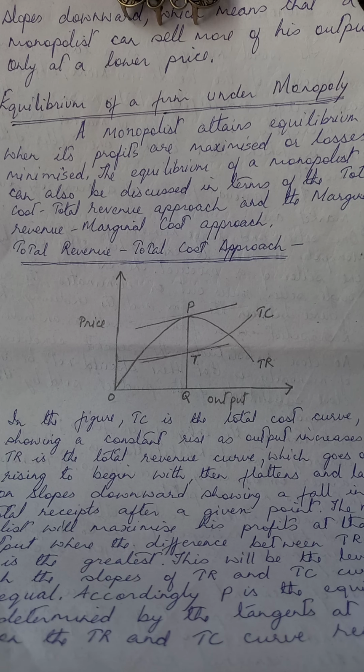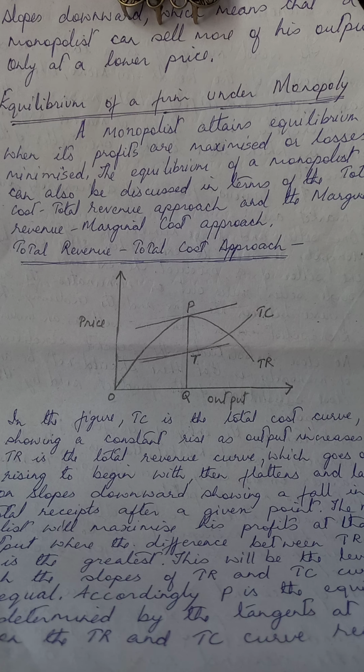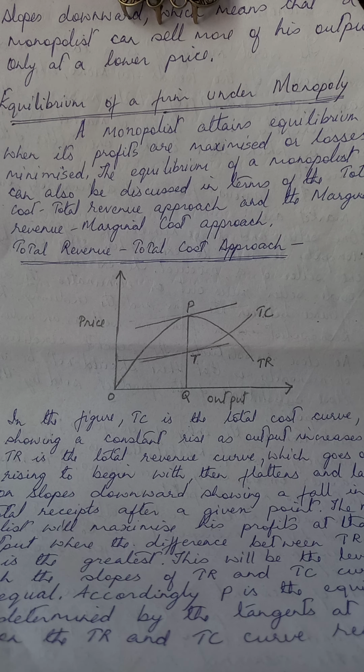Now we will discuss the equilibrium of a firm under a monopoly market. A monopolist attains his equilibrium when his profits are at the maximum, or his losses are at the minimum.